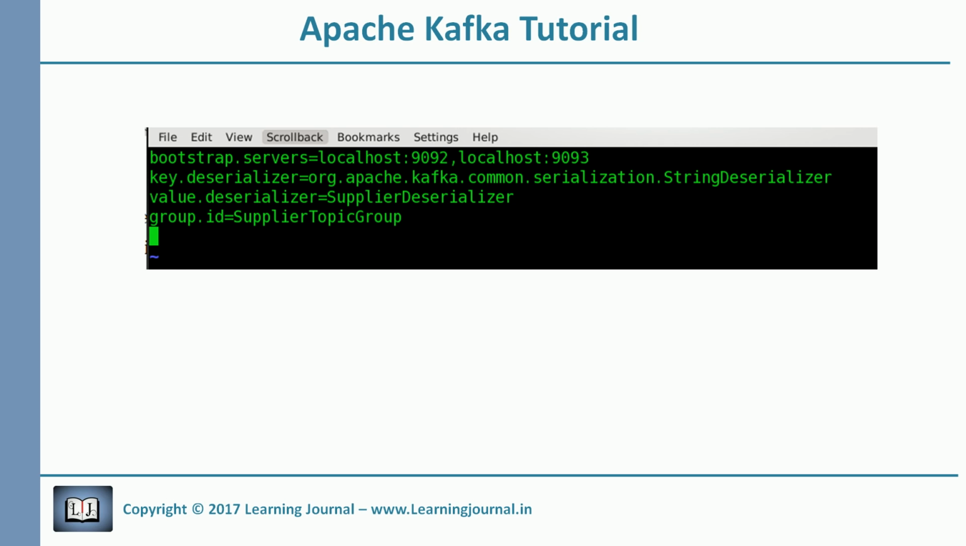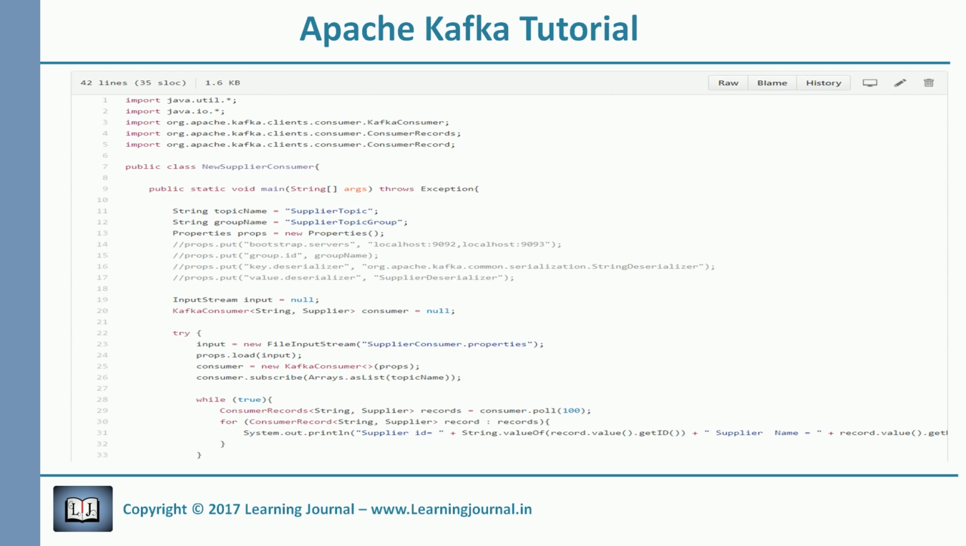Now it's time to modify the code. So I have changed the code and it looks like this. I changed the name of the class to new supplier consumer. There is no particular reason for changing the name, but I need to do that so I can check in the new code into GitHub. You can see that I commented out some lines. These are not required as we are loading them from an external file. This line is opening the properties file and the next line is to load all the key value pairs into an object. Everything else is same.